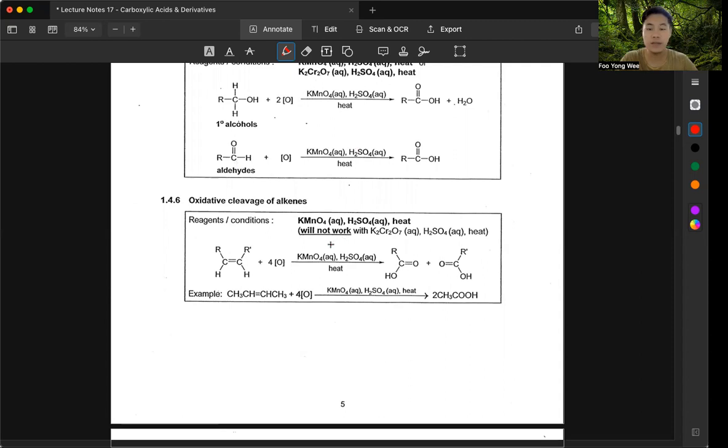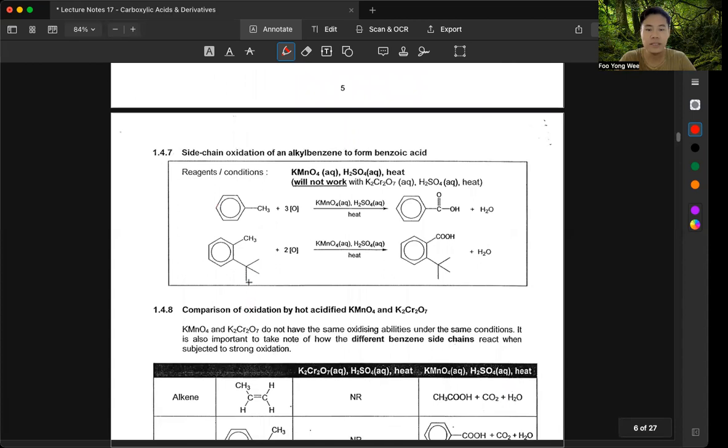But for this oxidative cleavage, you cannot use potassium dichromate. This was mentioned in the topic of alkenes already, so I shall not elaborate here. Just know that you are going to cleave this and attach the O and OH. So this one is added to it. Just know how to write the final product will do. The mechanism is not required in the syllabus.